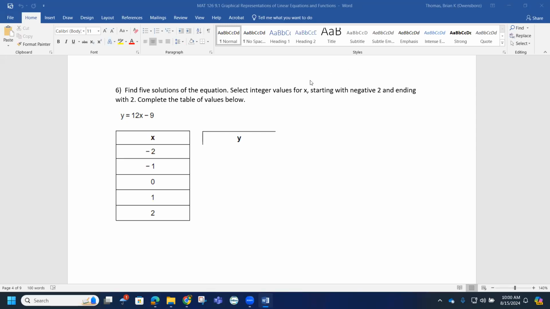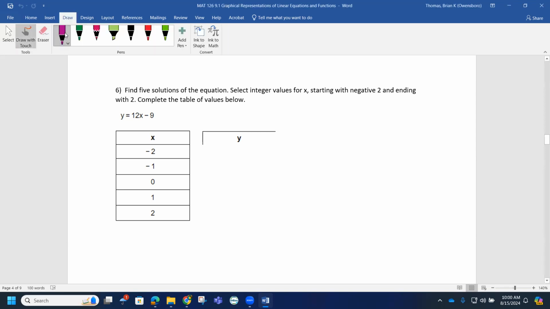So as we continue to work with linear equations and graphing, let's look at this question here. It starts to move into a table. So this question says, find 5 solutions of the equation. Select integer values for x, starting with -2 and ending with 2. Complete the table of values below.